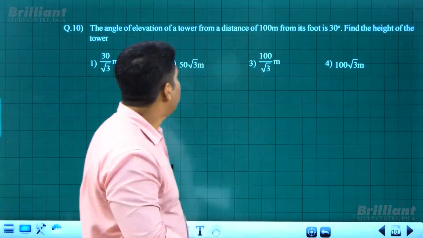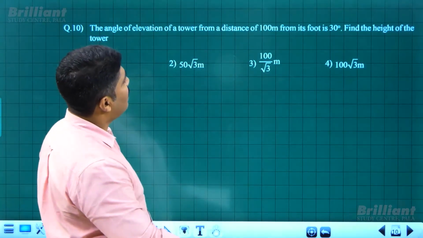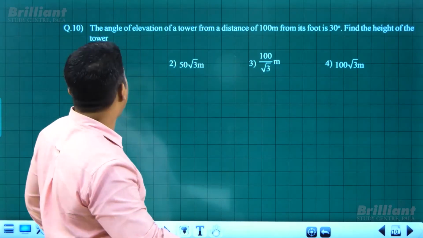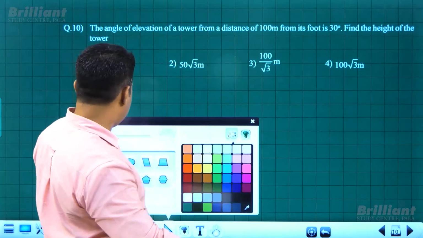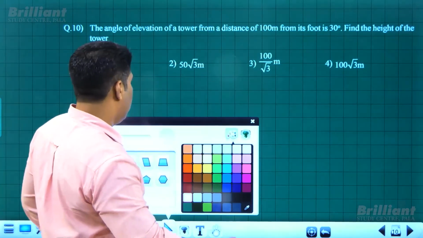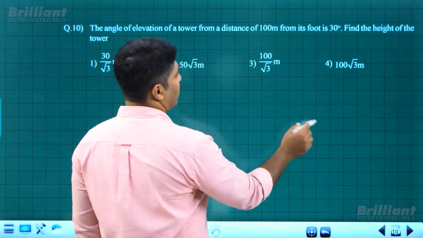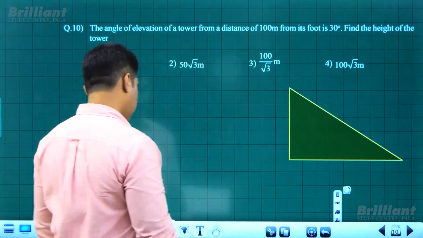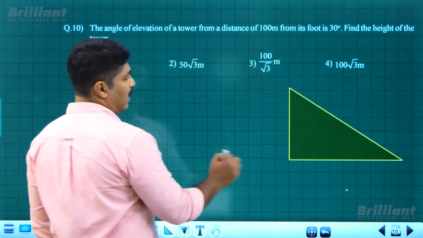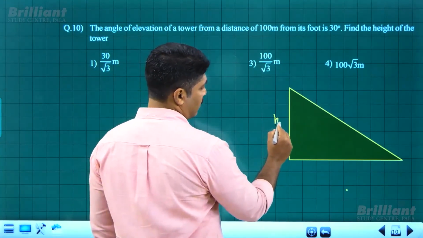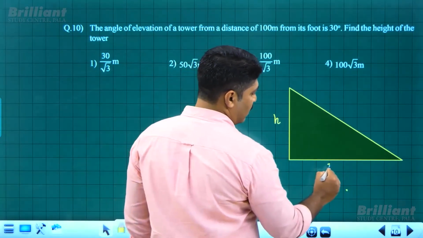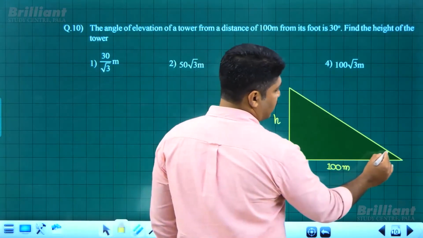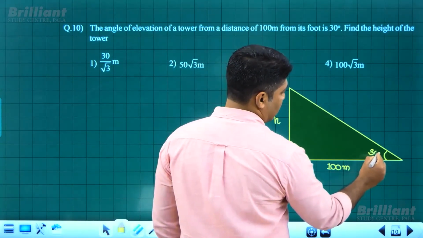Then move to the next question. The angle of elevation of a tower from a distance of 100 meters from its foot is 30 degrees. Find the height of the tower. So if you construct the diagram like this, here this is the height of the tower. Correct. And this distance is 100 meter. And this angle of elevation, that is 30 degrees.